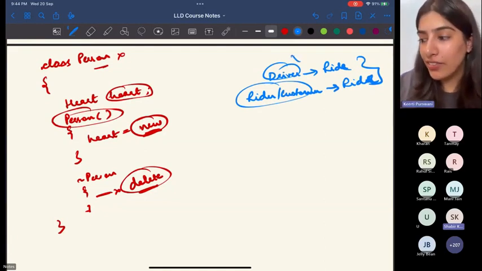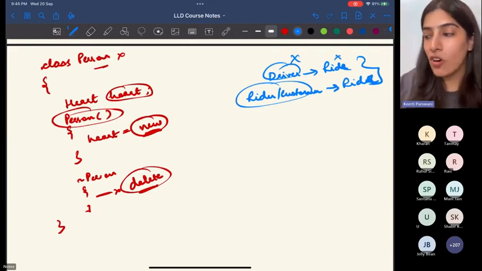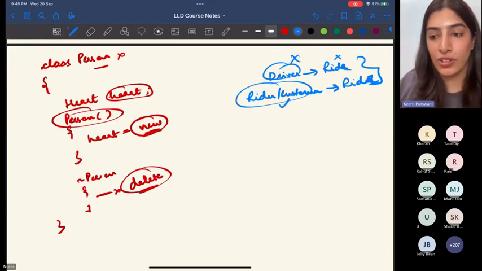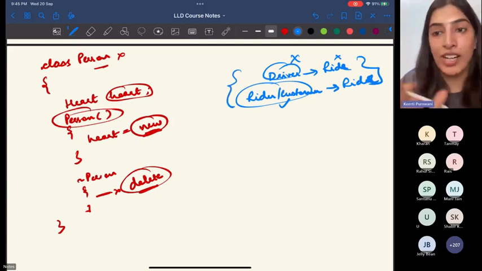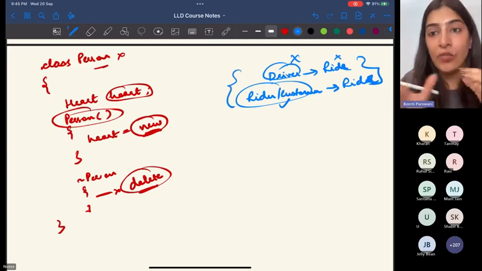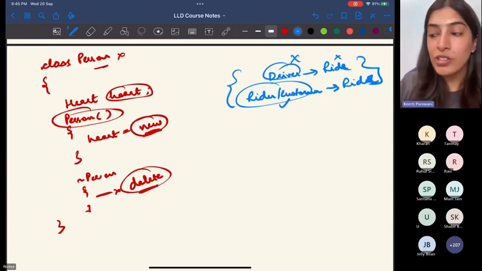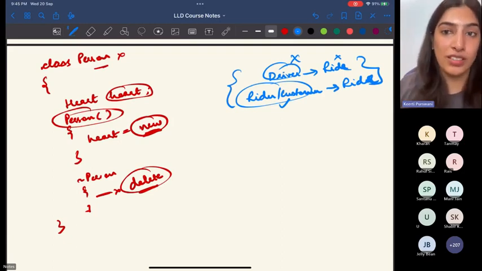As soon as you delete this driver, are you going to delete all the rides, or is the ride going to be there for the customer? According to me, it should be there, because the ride belongs to both the driver and the rider. It is not a one-to-one relationship, so you cannot call it composition.